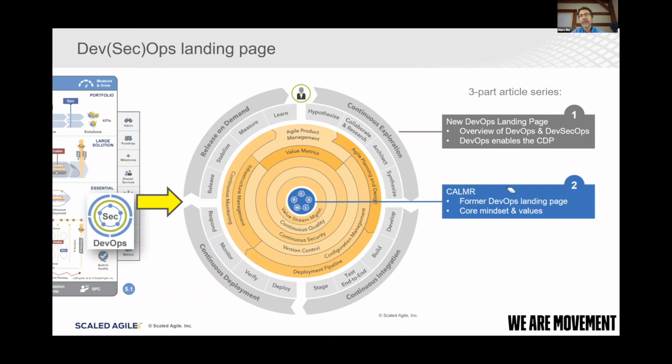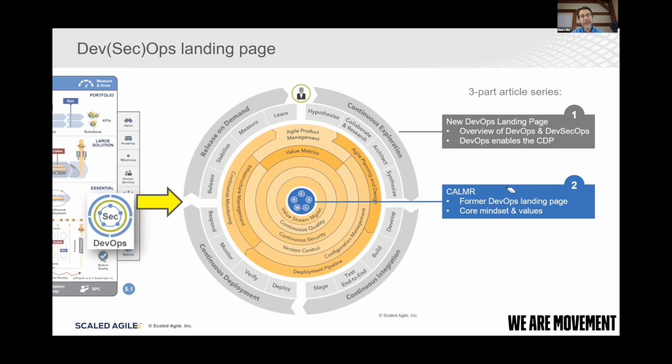The second article goes straight to Calmer. So we did not want to lose sight of Calmer as a core philosophy driving the continuous delivery and DevOps mindset throughout that pipeline. So this was the former DevOps landing page, but now it's been just moved over one article to the right.